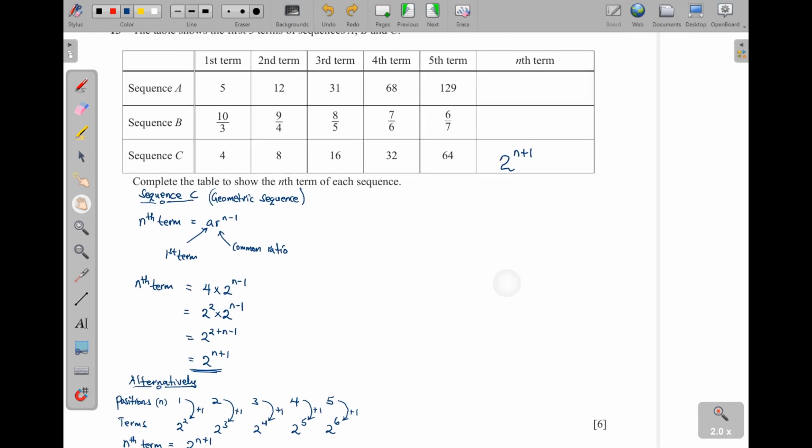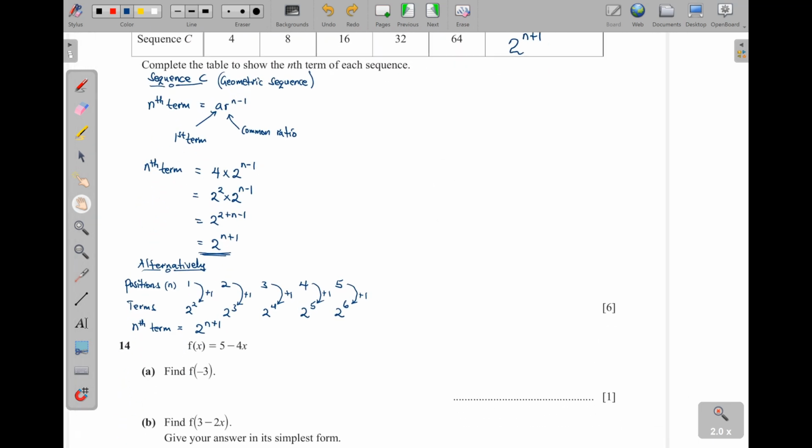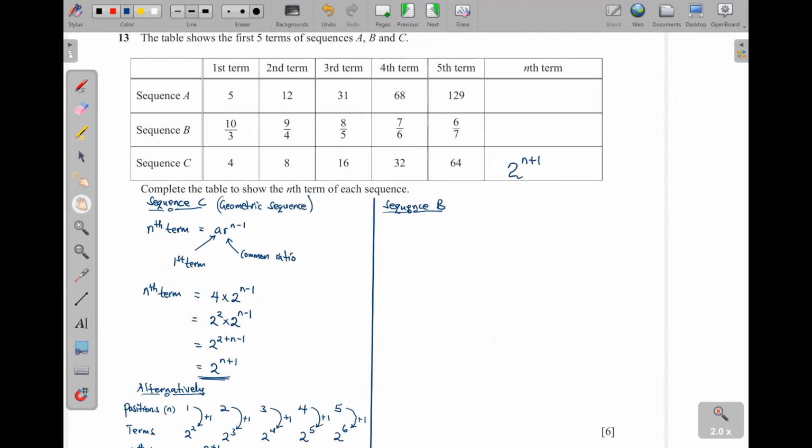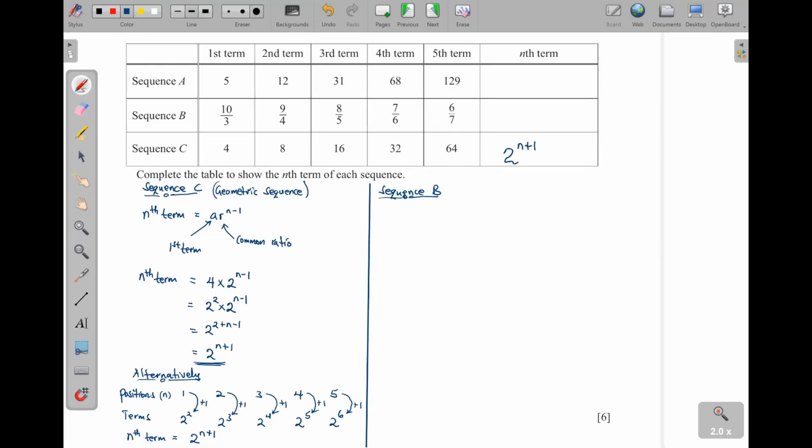Then the next one, sequence B. It's a linear sequence. Since this one is linear, you can see that here they are adding 1 in the denominators, but they are subtracting 1 from the numerators. This is linear up and linear down.